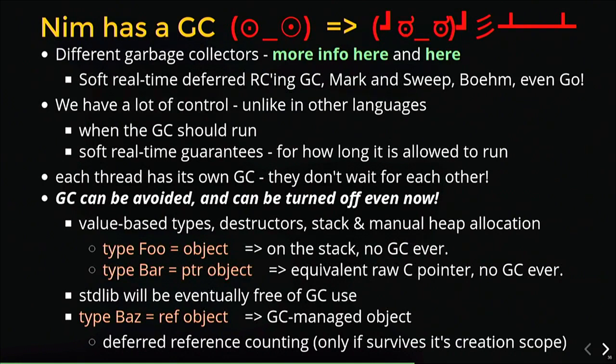But only if we use ref object, which is here at the end, that means that those objects will be GC managed. And even in that case, we won't always have to deal with the GC. So if we create an object which is GC managed within a scope, but we never take a reference of that object outside of the scope, so no reference outlives that scope, we can clean it up right there, and we don't have to clean it up later with the garbage collector.